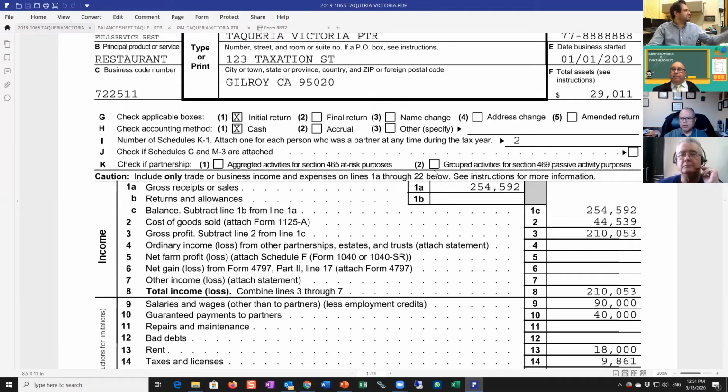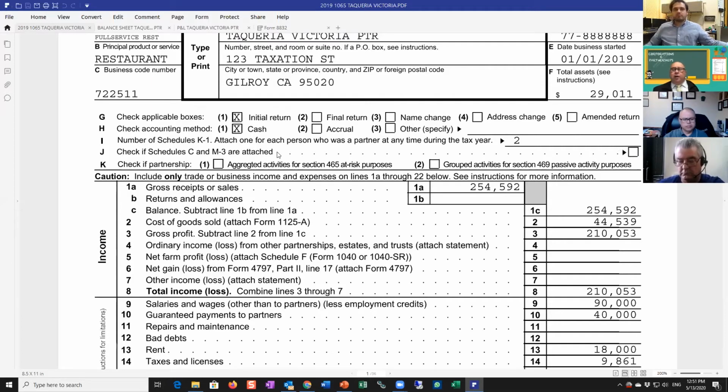He also mentioned something about a hybrid. He mentioned the difference, when you have a combination of cash and accrual, that will be a 3 on the other, and then you will specify what it is that you have. The number of Schedule K-1s: this one tells you there's only 2 people involved. And if Schedule C and M-3 are attached, you check this box.